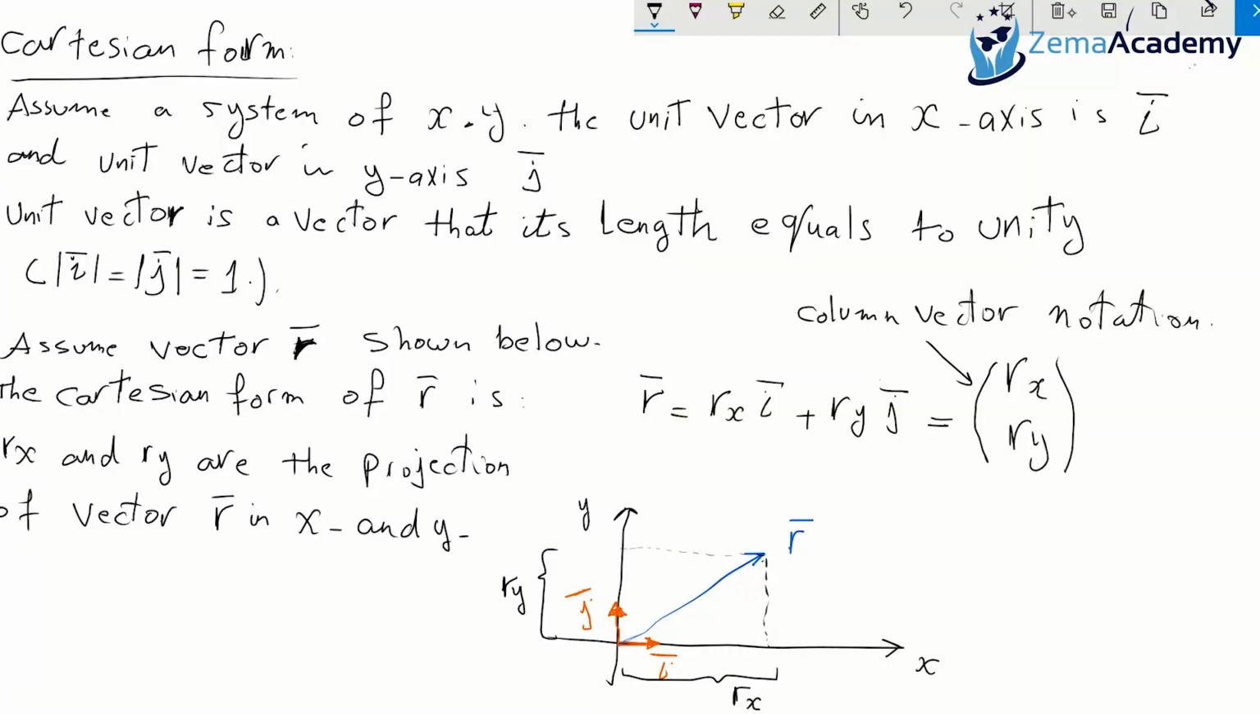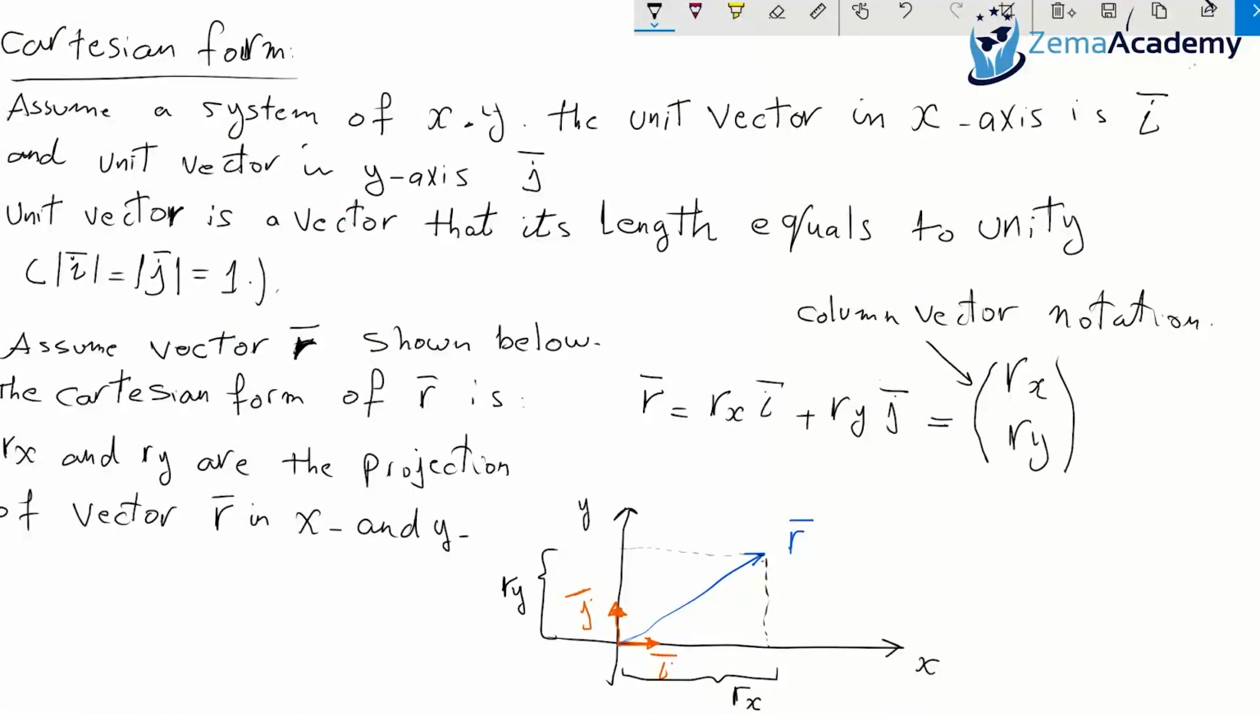Questions? The column vector notation. No, matrices. It's a matrix.